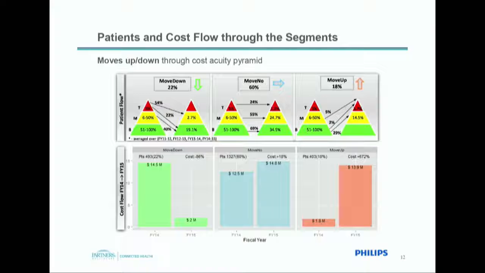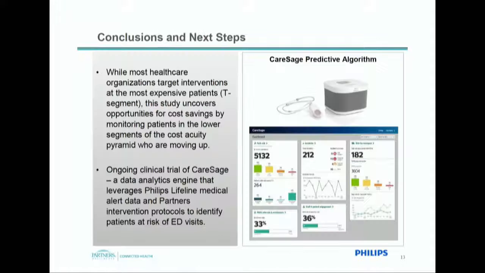While healthcare organizations are really focusing on the top segment of the cost acuity pyramid, this study discovers that there is very much potential for cost savings in the lower segments of the cost acuity pyramid by identifying patients who are moving up to the top year by year. And we are now involved in a clinical trial which exactly investigates these movements and tries to figure out the cost reductions for these particular patients.